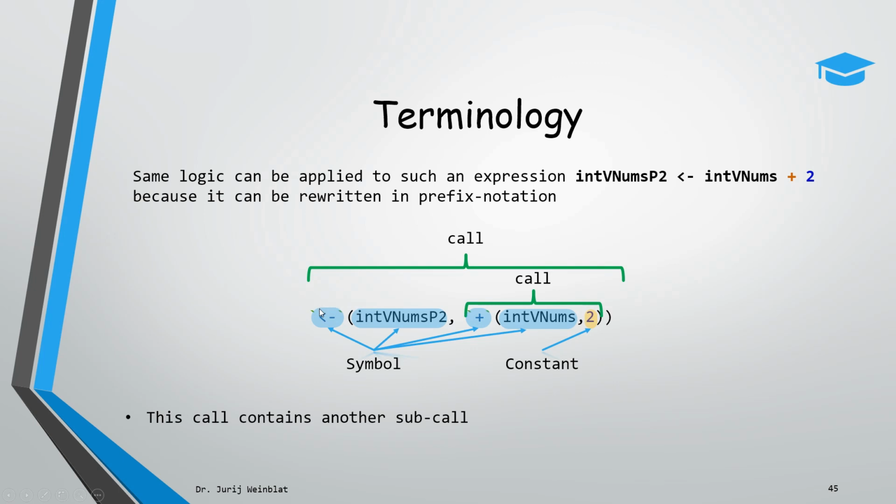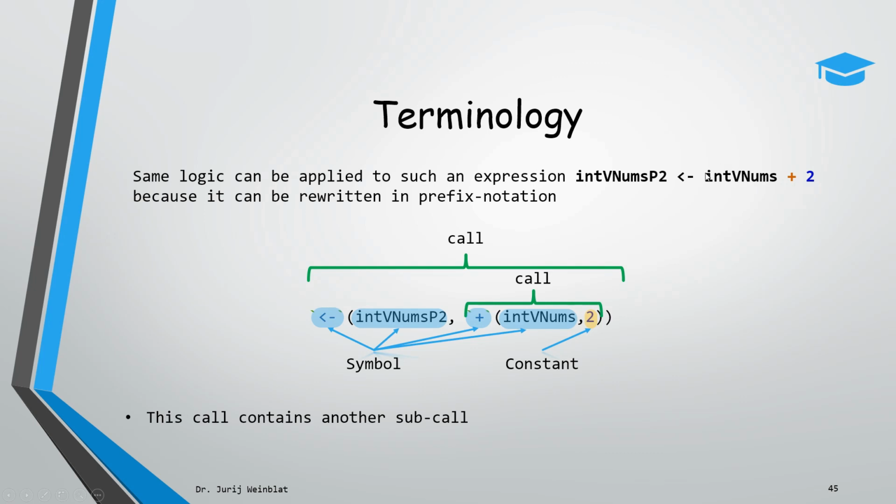The first parameter is the variable which you want to use for assignment. So this is where the value is assigned to, and this is actually int_nums_p2. So this is the first parameter. And if you have a second look at it, the second parameter is a call itself, because it's not just 2, but it's actually the sum of int_nums and 2.